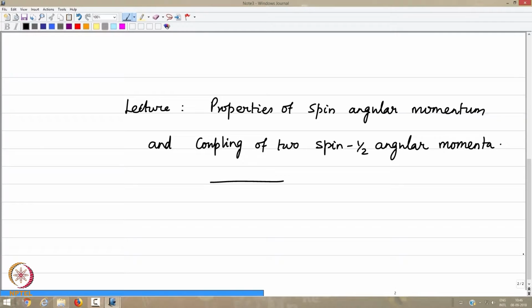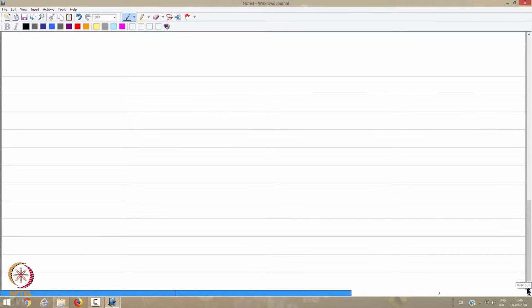In this course, of course, the importance is to the interaction between two electrons or two angular momenta of two spin 1/2 systems. Let me first restate or recall what we wrote down in the last couple of minutes of the last lecture.